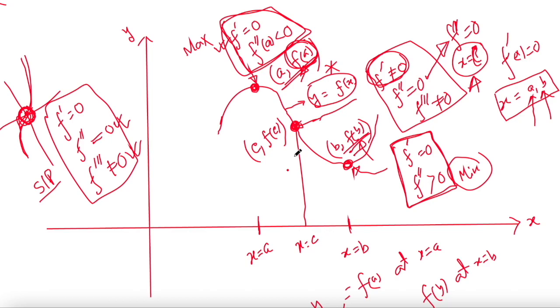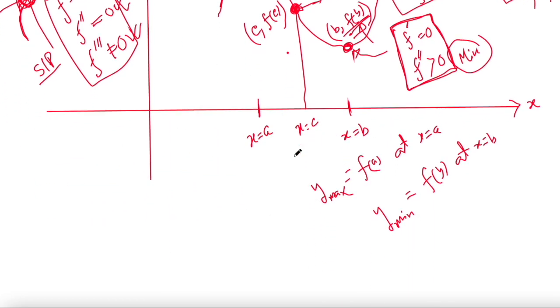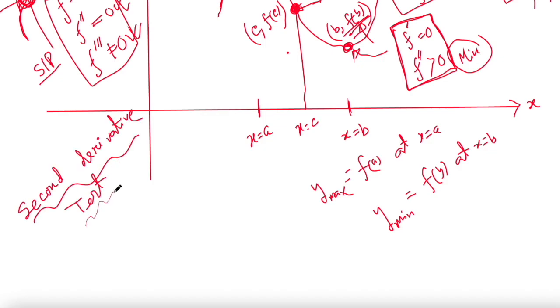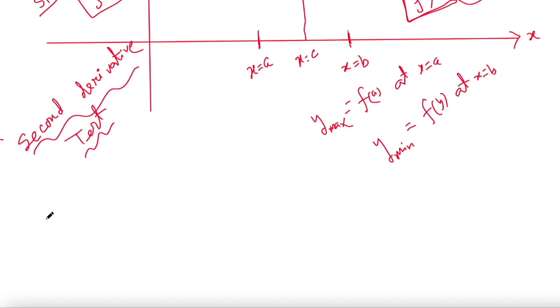So the method I have explained here is known as the second derivative test. This is the second derivative test to calculate the maximum point, minimum point, inflection point and stationary inflection point. And there is another derivative test which is called the first derivative test. We can also calculate the maximum point, minimum point, inflection point and stationary inflection point by the first derivative test. That I will explain later.